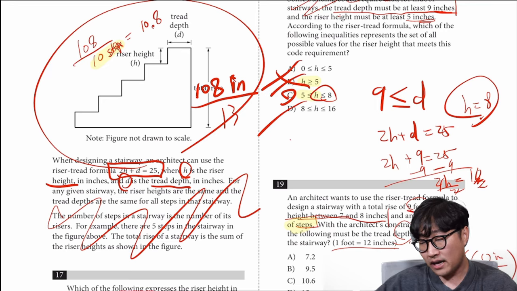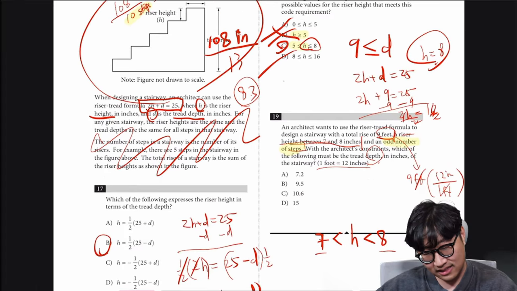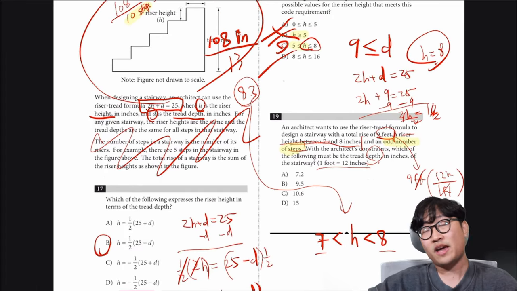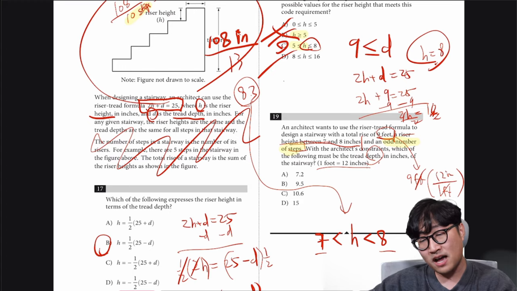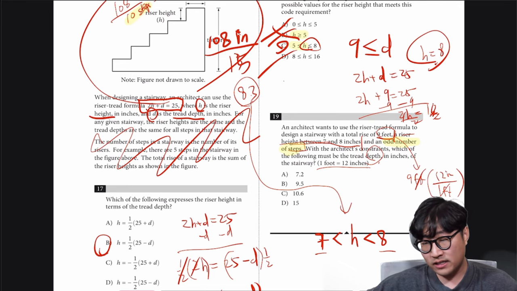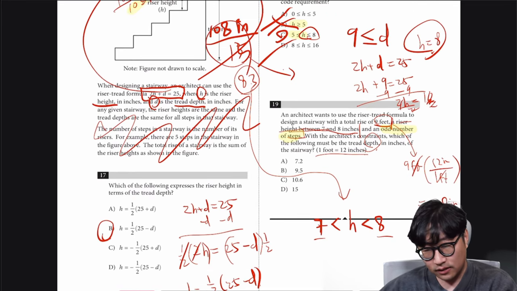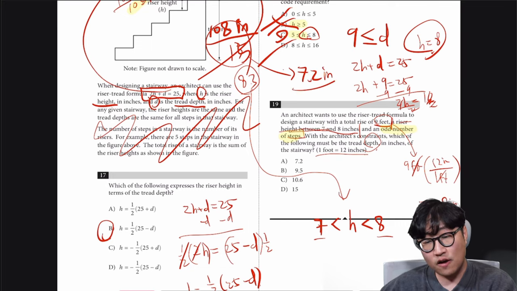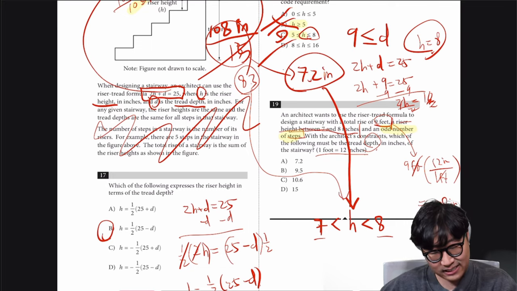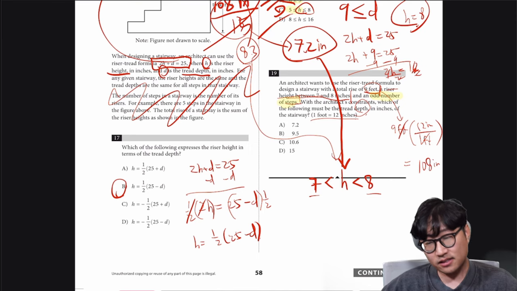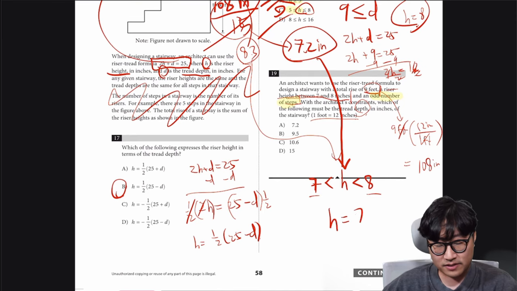So when you divide 108 by 13 on your calculator, you will get 8.3. Once again, that does not fit into this constraint of H has to be in between 7 and 8. So that's probably not going to be it. So I'll try dividing by 15, and that is probably where I get it. If you divide 108 by 15, you get 7.2 inches for the height, which nicely fits in between 7 and 8. So now we know that height's got to be 7.2.